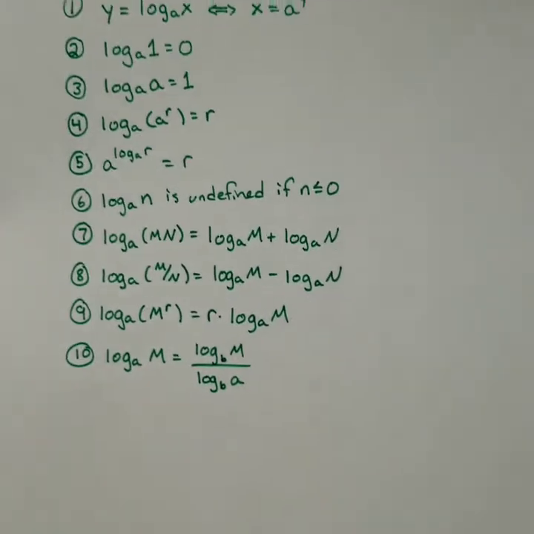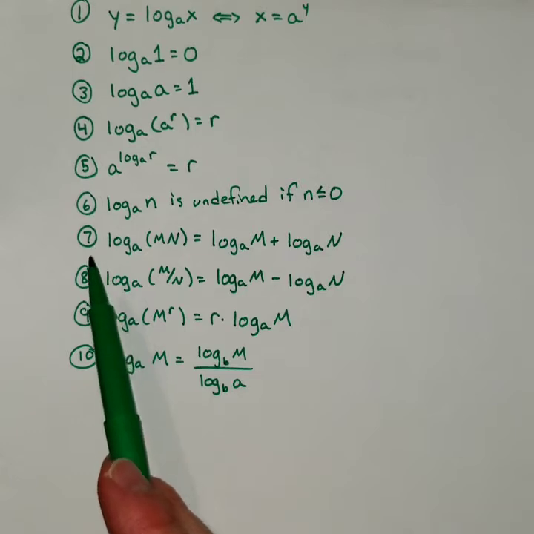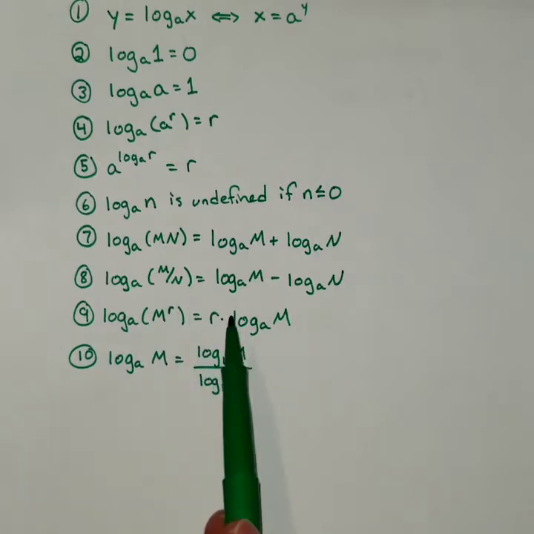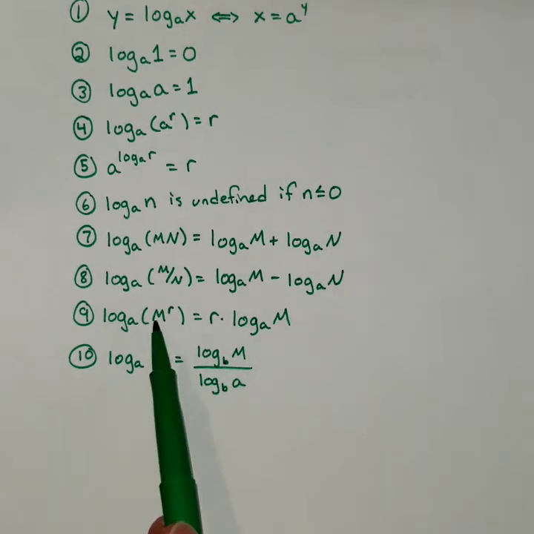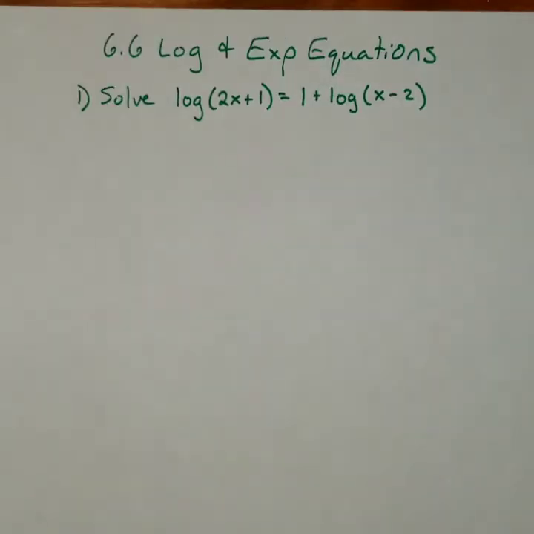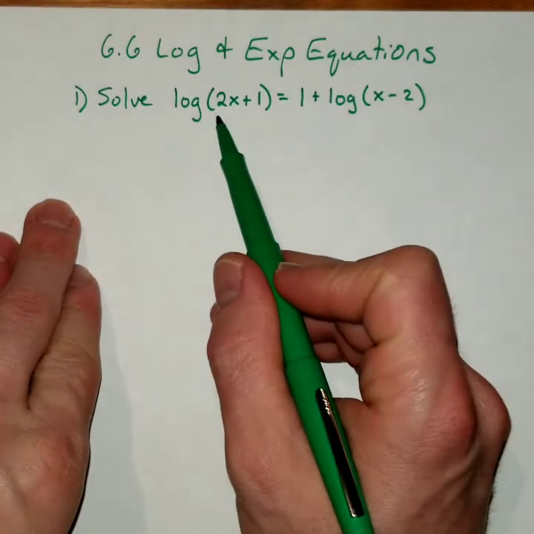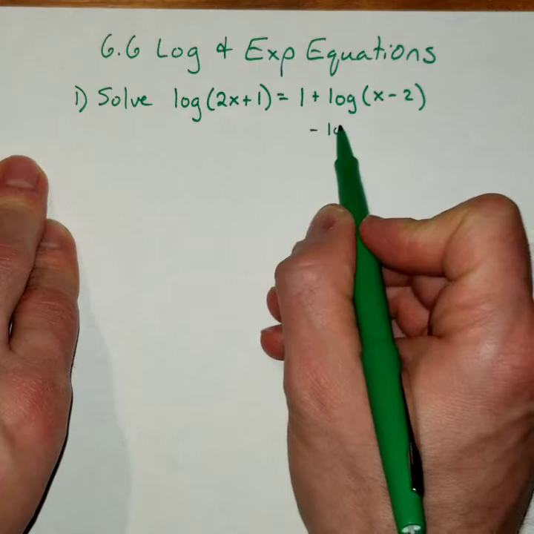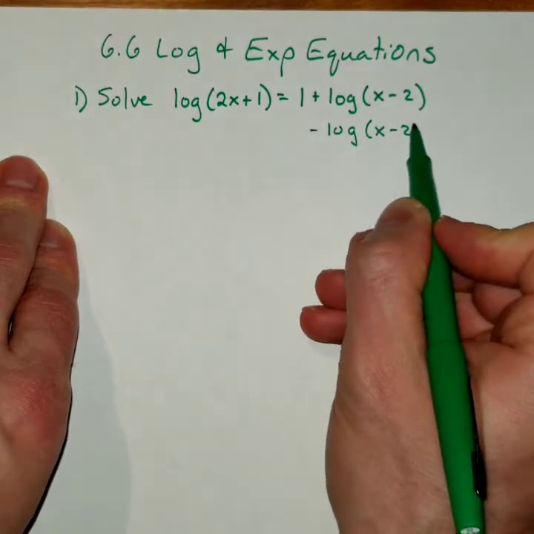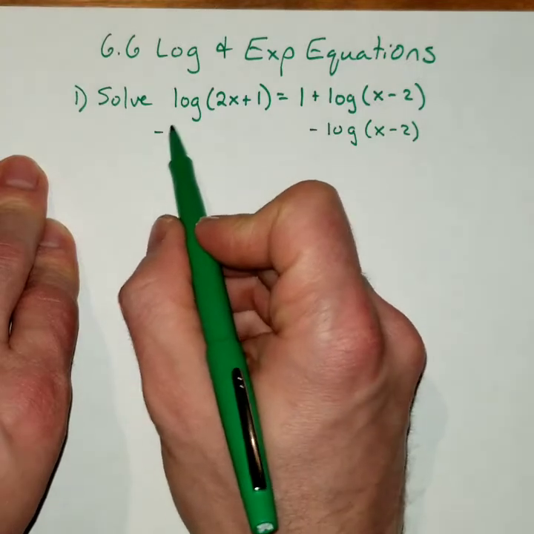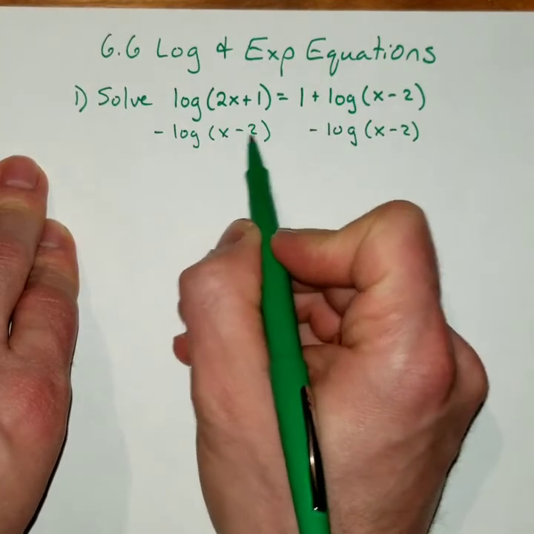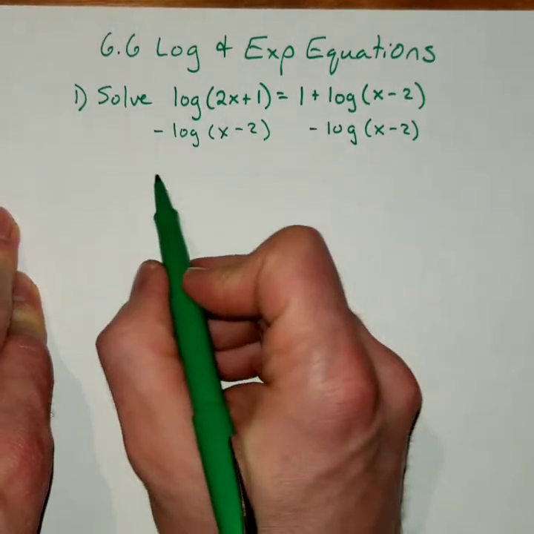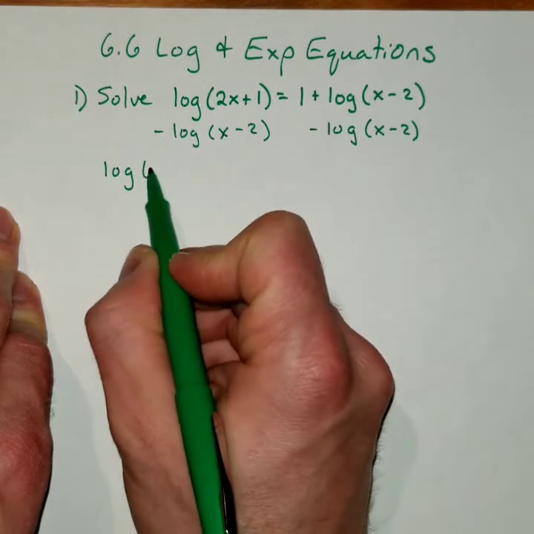And remember, combining logarithms together requires us to use properties 7, 8, and 9, where you take sums and turn them into products, differences to quotients, and constant multiples to powers. Alright, so on this one, I've got to get my logs on the same side of the equation and then combine them together. So I'm going to go ahead and subtract the log of x minus 2 from both sides of this equation. Now, logarithms, you can't just combine the arguments. You have to keep these as separate logarithms.